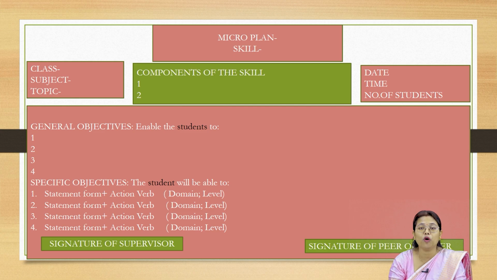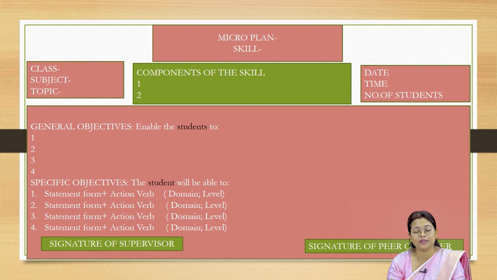So recall is your action verb over here, and recall comes under the domain of cognition, and the level is the knowledge level. If you want to frame an objective regarding conceptualization or understanding of the thing, then we can say the student will be able to describe the central idea of the poem, right? So in this way the domain will be cognitive and the level will be the understanding level.